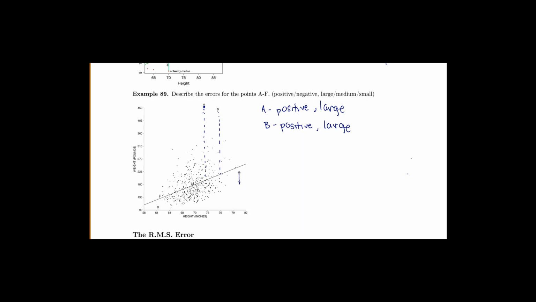For C, C is below the line, so it would be a negative error. And it kind of seems like a medium error to me. It's not really far out there, but it's not super close to the line either. For D, it's also below the line, so it would be negative. And I would call it, again, medium, maybe small. For E, notice E is almost on the line. It is above the line, so it would be positive. But it's very, very close to the line, so it's definitely a small error.